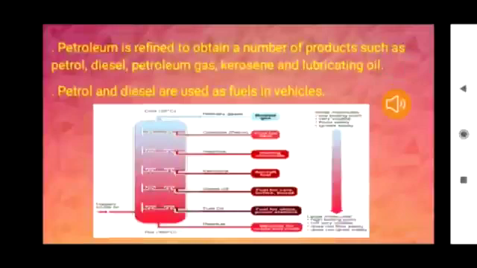Children, here in the image you can see a refinery. A refinery is an equipment where the petroleum is refined, means purified, to obtain a number of products such as petrol, diesel, petroleum gas, kerosene and lubricating oil. We know that petrol and diesel are used as fuels in vehicles. In the image you can see the different products we get when we refine petroleum.